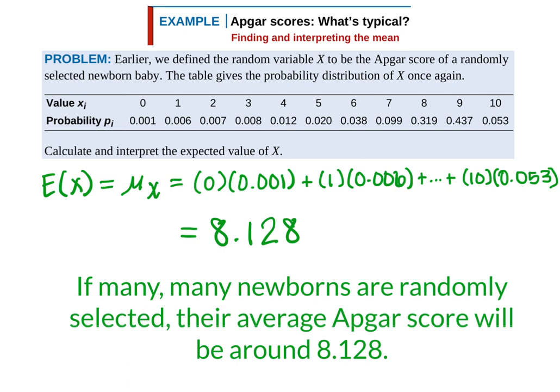The expected value, or the mean, is going to be around 8.128. And when we interpret that, one way to say it is if a lot of newborns are randomly selected, their average Apgar score will be around 8.128. So, average healthy babies.